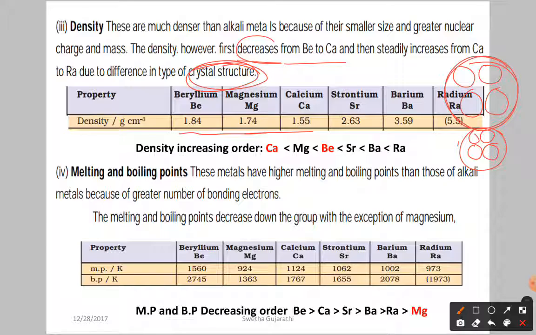Okay, so here you can see the order. Radium has the highest, then barium, strontium, beryllium, calcium and magnesium. This is the density order.